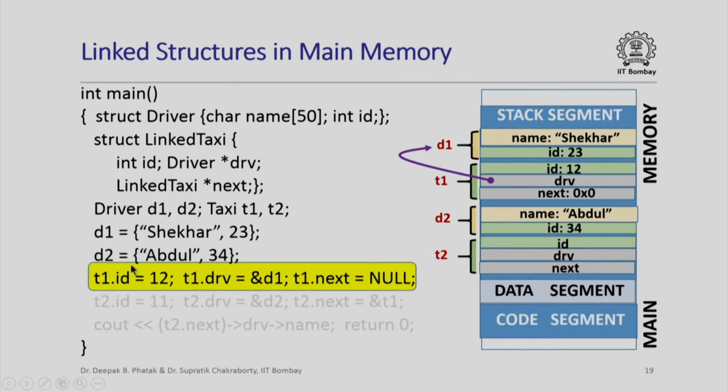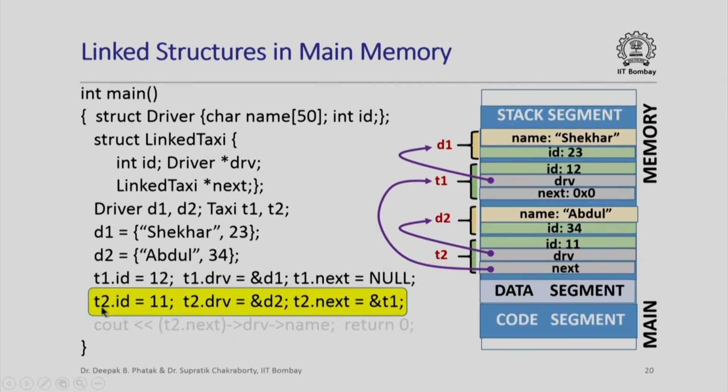Now suppose I execute this assignment statement. T1.id is assigned 12, so in the space allocated for member ID of the variable T1, 12 is copied. T1.drv is assigned the address of D1, so T1.drv is now going to point to D1, and T1.next is null. Null is of course the 0 pointer, so in the space allocated for next in the variable T1, the all 0 value is stored. What about the next sequence of assignment statements?